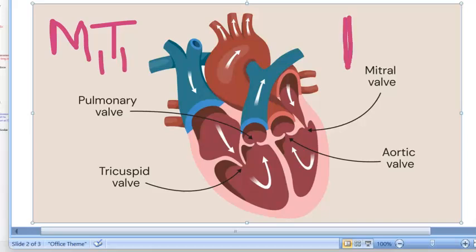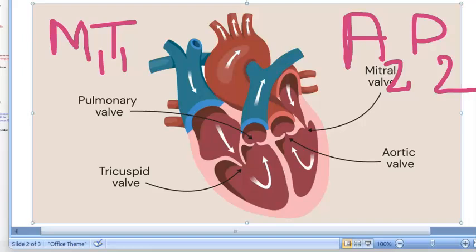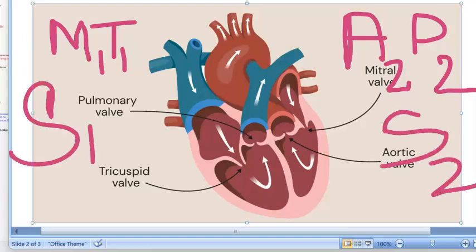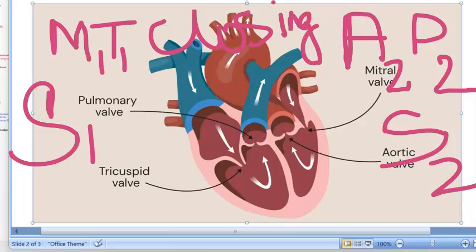So mitral valve, tricuspid valve closure will give you S1. S2 is because of aortic valve and then pulmonary valve, S2. So we are saying A2P2. Okay, this is S2, second heart sound, this is S1, first heart sound. Okay, so only closing makes the noise. Remember, only closing of the valves makes the heart sound.